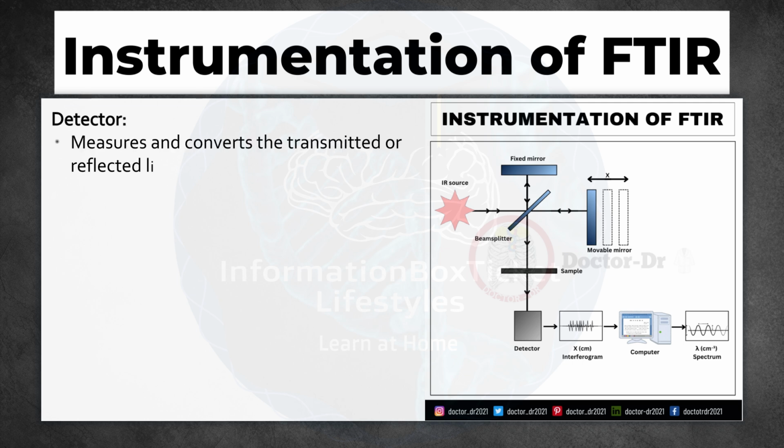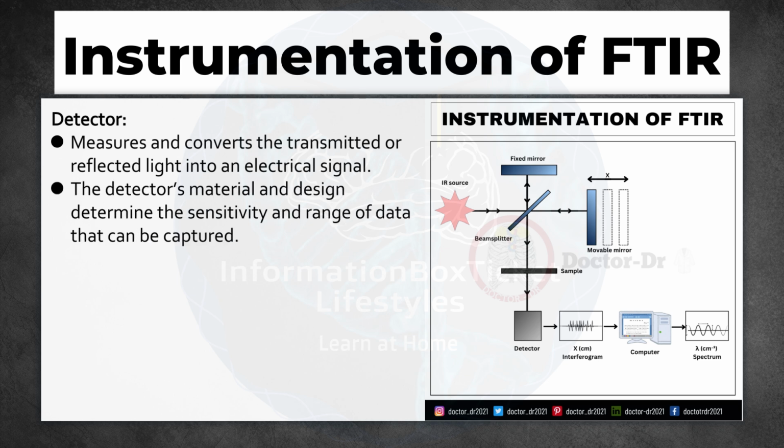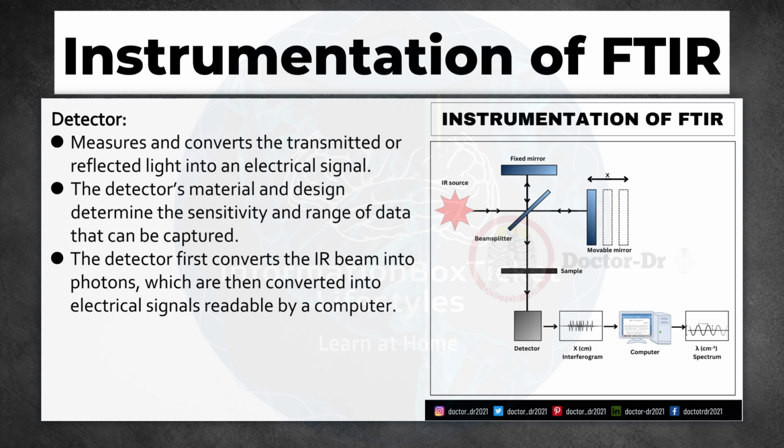The detector measures and converts the transmitted or reflected light into an electrical signal. The detector's material and design determine the sensitivity and range of data that can be captured. The detector first converts the IR beam into photons, which are then converted into electrical signals readable by a computer.